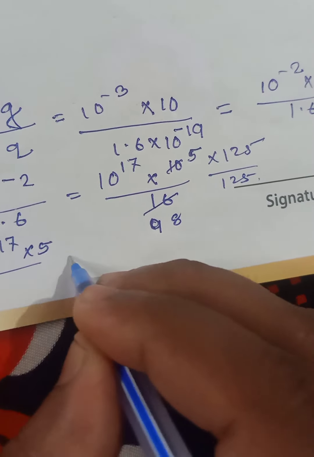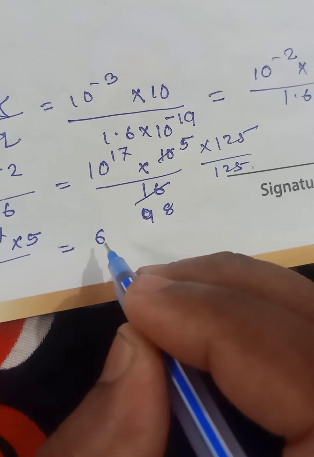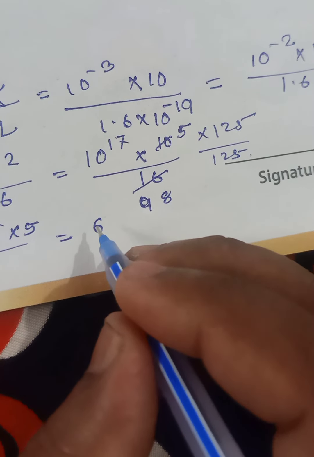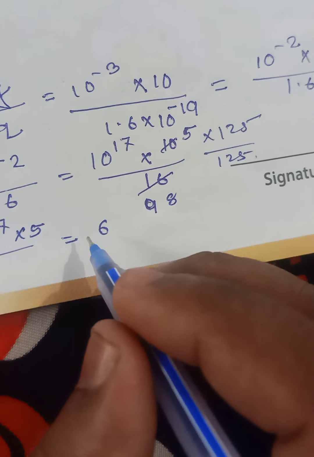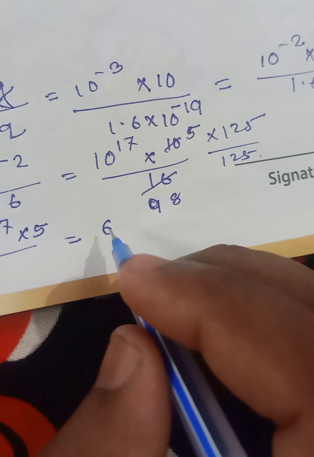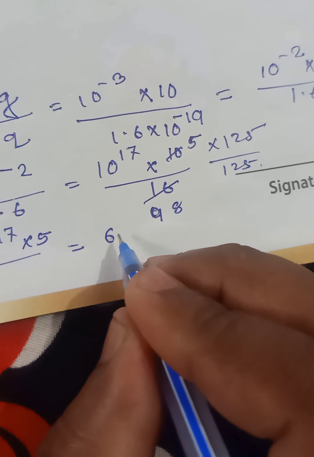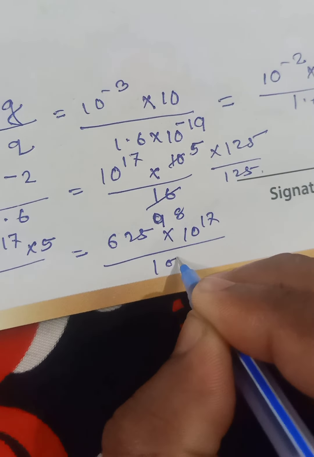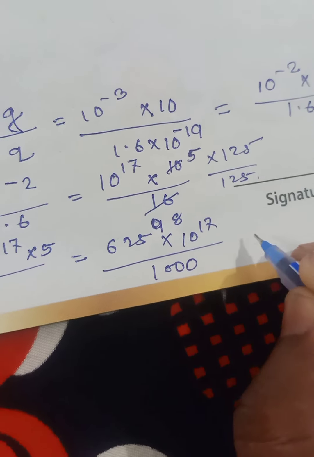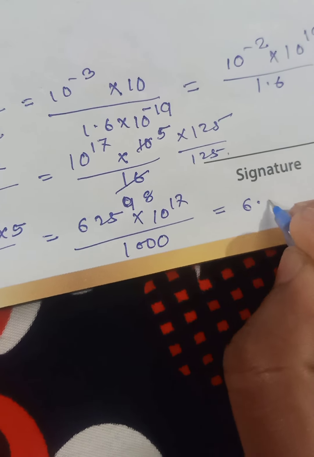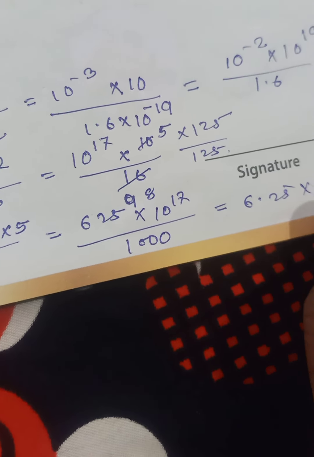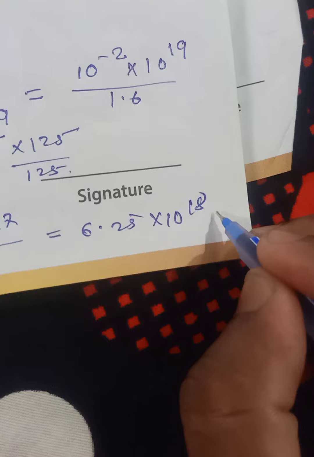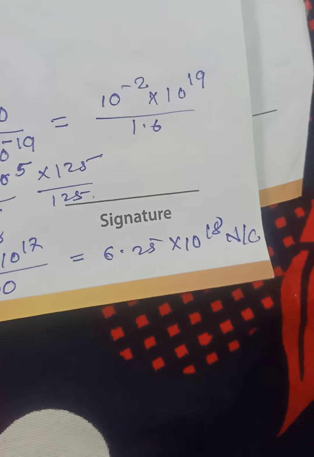So 625 into 10 to the power 17 divided by 1000 is nothing but 6.25 into 10 to the power 18 newton per coulomb.